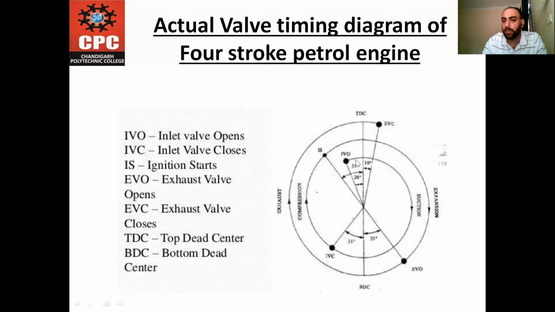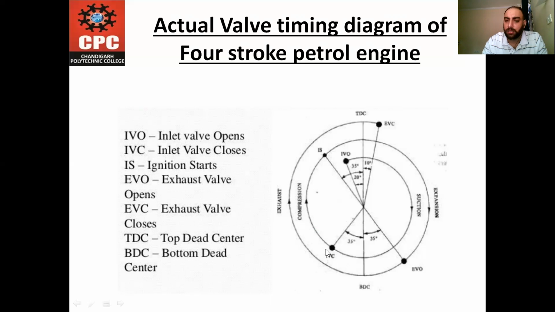Then the piston starts moving from TDC to BDC and the crankshaft covers this 20 degrees, then 180 degrees up to here, and the inlet valve would close at BDC position, but here the inlet valve is closed after covering a 35 degree angle. So the inlet valve remains open for 20 degrees, this 180 degrees and 35 degrees. So total 235 degrees of rotation the inlet valve is open. Here the inlet valve is closed.